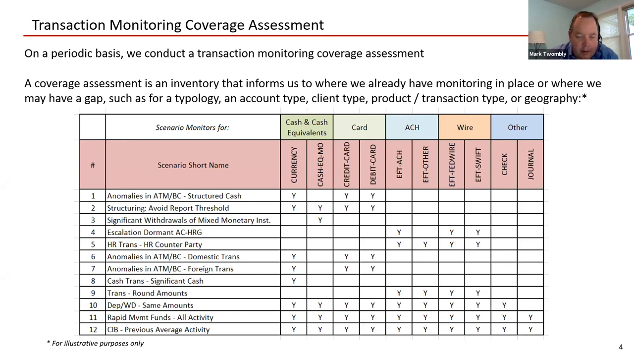For example, say you put in structuring, avoiding reporting thresholds. This is a pretty basic thing that you'd have for most monitoring. But if it only covers basic depository accounts, is that enough? For example, does it also monitor your brokerage accounts? Does it monitor your trust accounts? If it's only monitoring your depository accounts, it's not picking up structuring in these other accounts. So you want to make sure that you are covering off on each of these items.